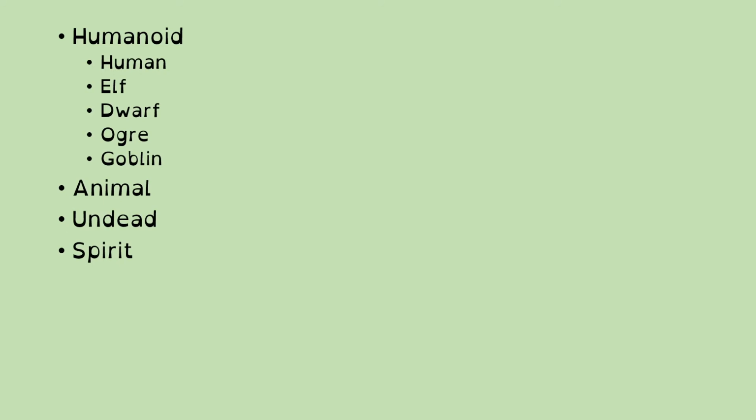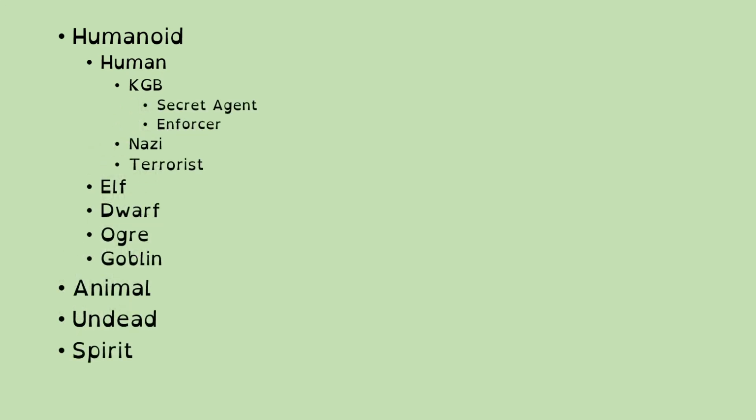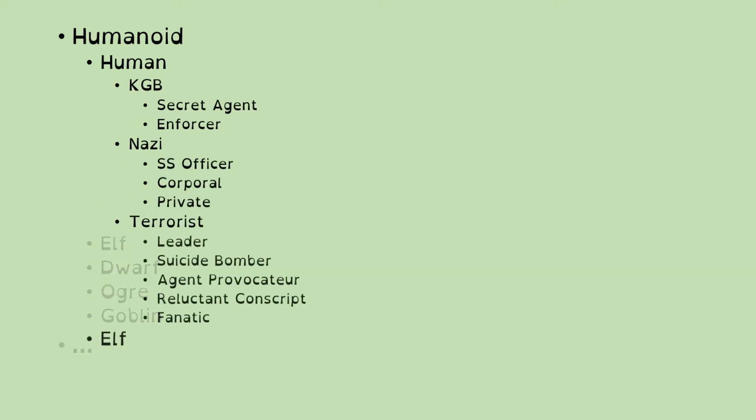So I've broken down humanoid into human, elf, dwarf, goblin, and ogre. I don't know why I read those last two in the wrong order. And then human is broken down again into KGB, Nazi, and terrorist. This is where the world starts to become quite strange. And then I'm breaking down the KGB into secret enforcer and enforcer, and then I'm breaking down the Nazis as well, and the terrorists. I've got quite a lot of categories in there. So it didn't take me very long to think of those using this as a way of thinking about things. I'm going to effectively fold those up.